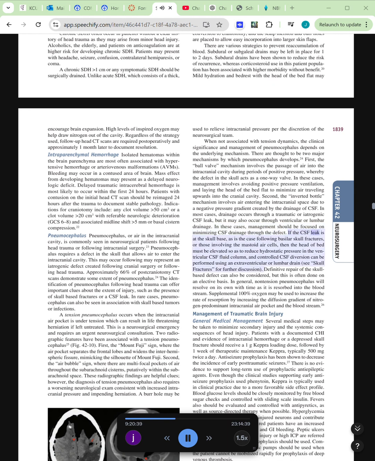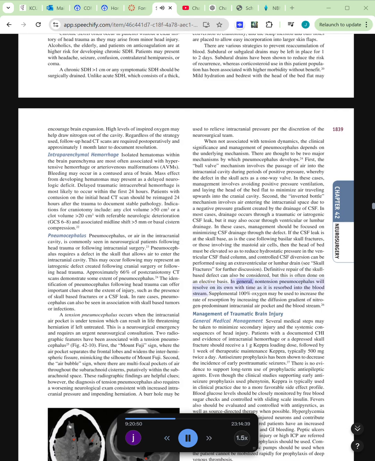If the CSF leak is at the skull base, as is the case following basilar skull fractures or those involving the mastoid air cells, then the head of bed must be elevated so as to reduce hydrostatic pressure in the ventricular CSF fluid column. And controlled CSF diversion can be performed using an extraventricular or lumbar drain. See skull fractures for further discussion. Definitive repair of the skull base defect can also be considered, but this is often done on an elective basis.